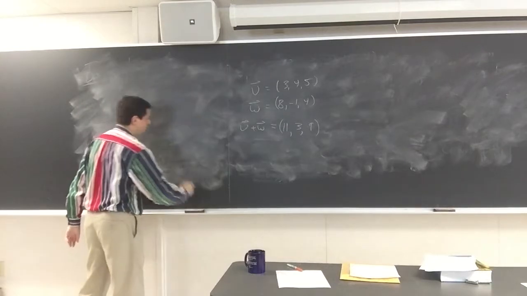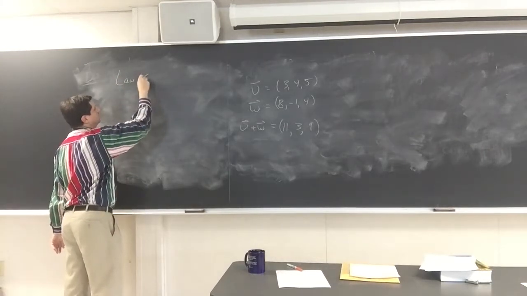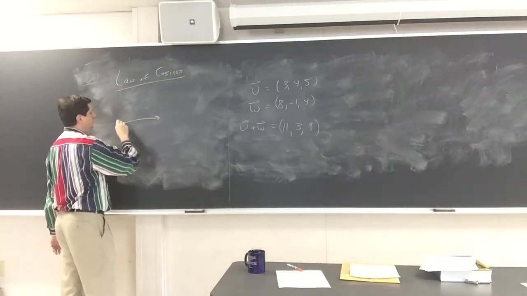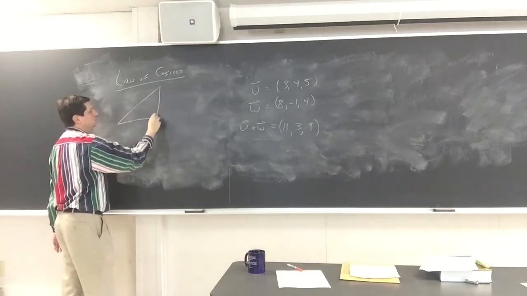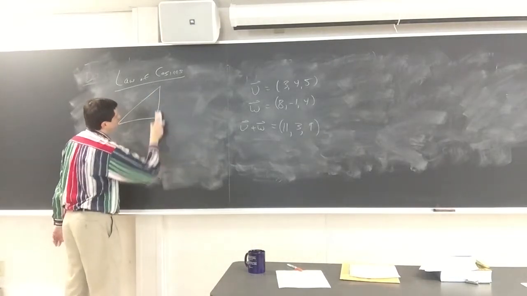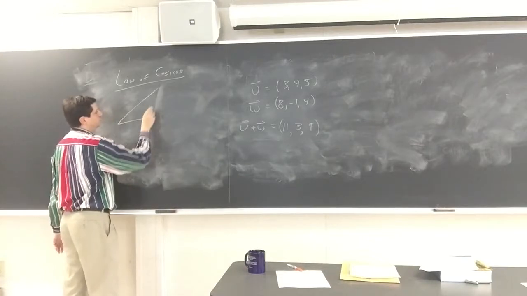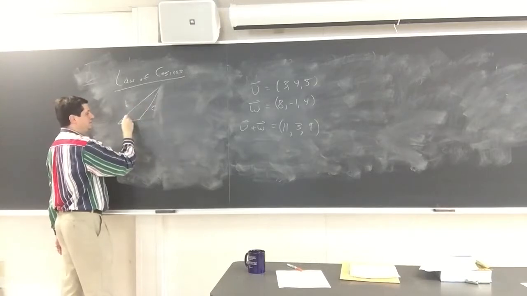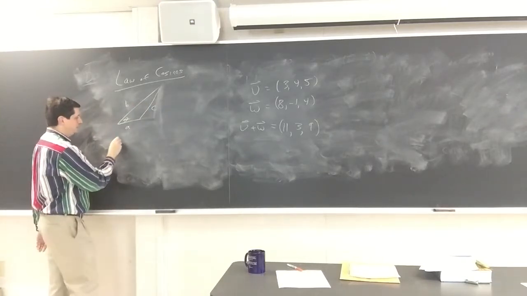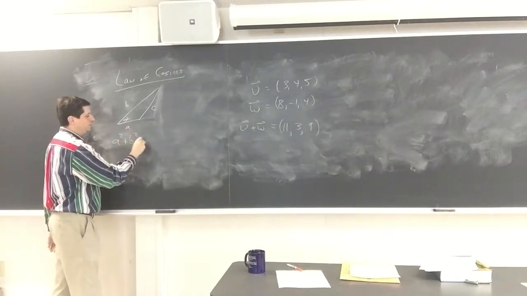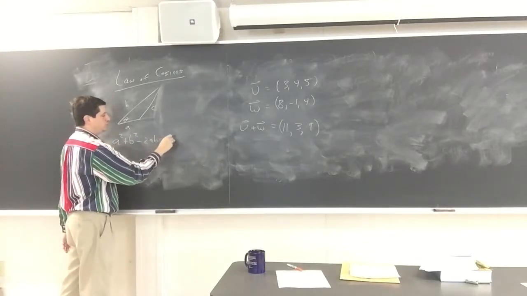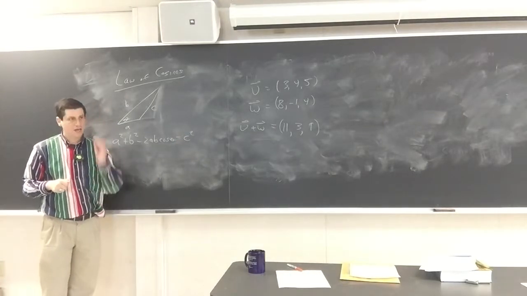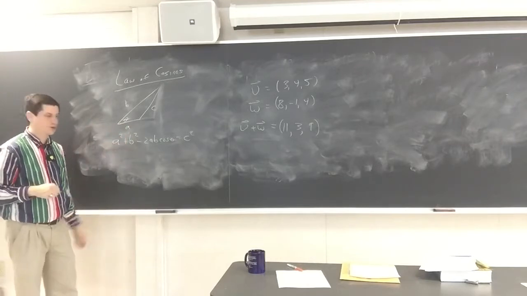So here is the law of cosines. If this is a triangle, I want to make it clear that this is not a right triangle. Here's A, here's B, here's C, here's the angle theta. Then we get A squared plus B squared minus 2AB cosine theta is equal to C squared. And this will allow us to prove the dot product formula.